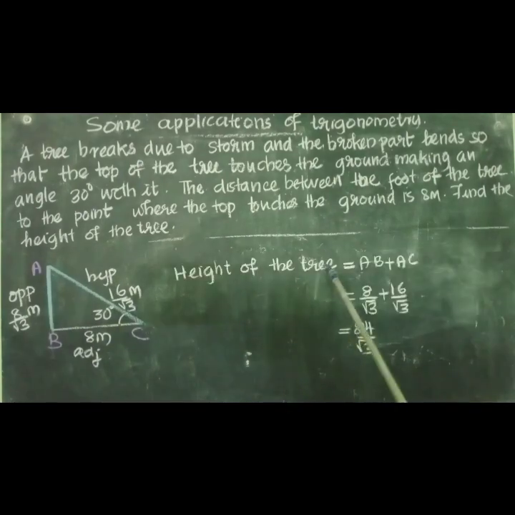Height of the tree equal to AB plus AC, that is equal to 8 by root 3 plus 16 by root 3. Here the denominators are same, so let us add. So we get 24 by root 3. Now you can see the denominator is an irrational number. Let us rationalize it. How can we rationalize?